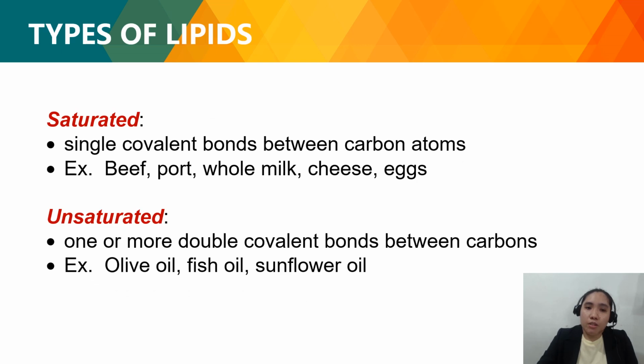So the types of lipids, first you have your saturated. These are single covalent bonds between carbon atoms. So what you have here is your beef, pork, whole milk, cheese, and eggs. So sorry, that is a typo error. That's pork. And then you have your unsaturated lipids. These are one or more double covalent bonds between carbons, like your olive oil, fish oil, sunflower oil.